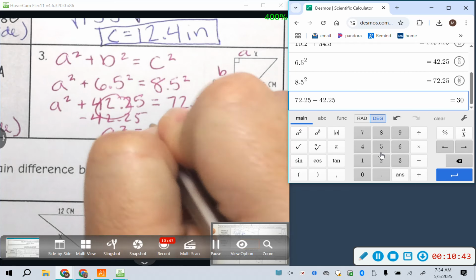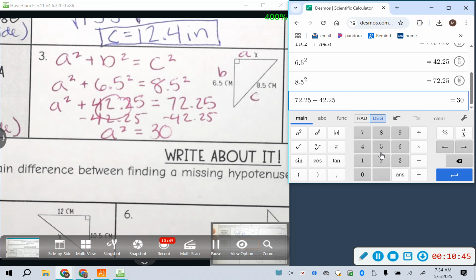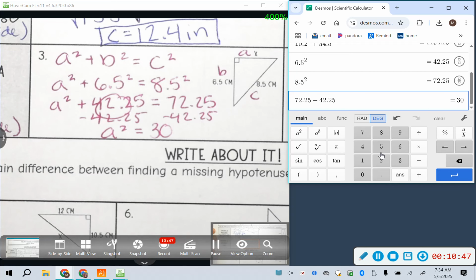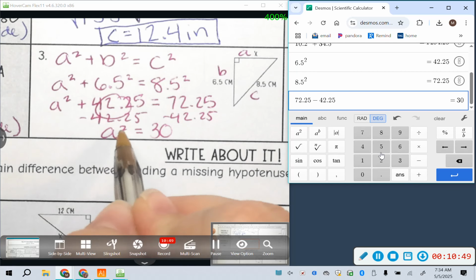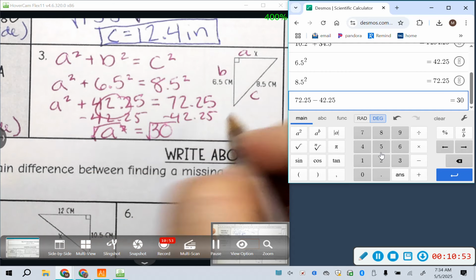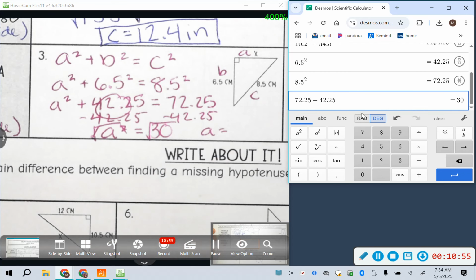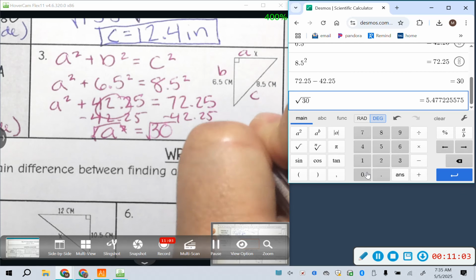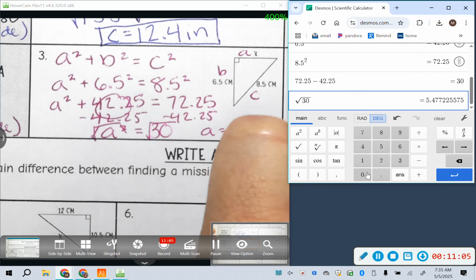And that gives me 30. Am I done? Is that my answer? No, why not? Yeah, I have that squared still, so I have to square root both sides. Square root cancels the squared, and I get a equals, so we'll type the square root of 30, and we round it to the nearest what? Yeah, tenths. 5.5. And that's centimeters.